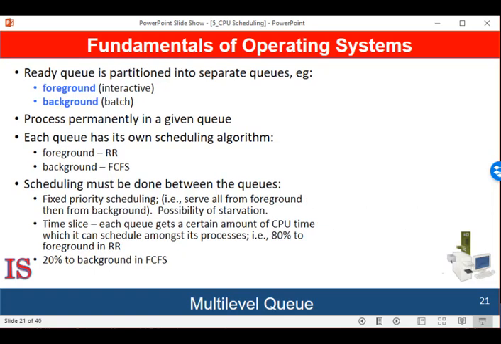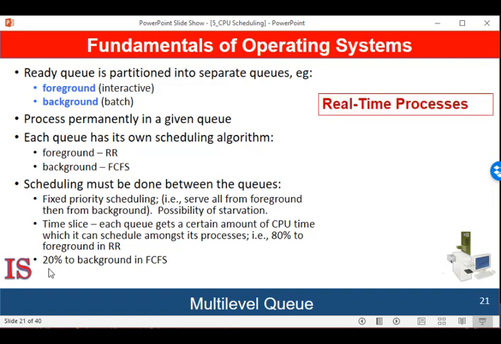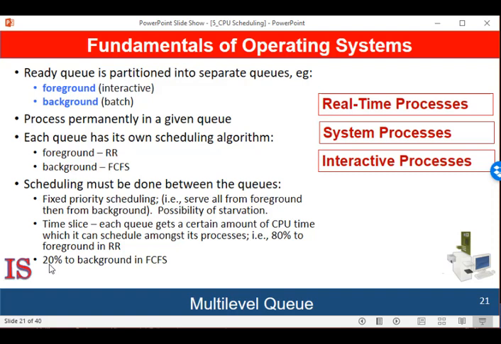Let's look at an example of a multi-level queue scheduling algorithm with 4 queues: real-time processes, system processes, interactive processes, and batch processes. Each queue has absolute priority over lower priority queues. No process in the batch processes queue could run unless the queues from real-time, system, and interactive processes were all empty. If an interactive process entered the ready queue while the batch process was running, the batch process would be preempted.